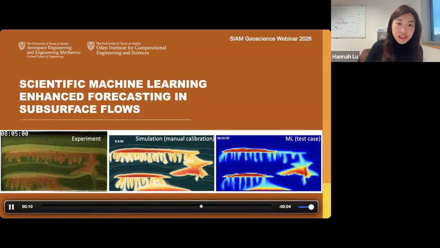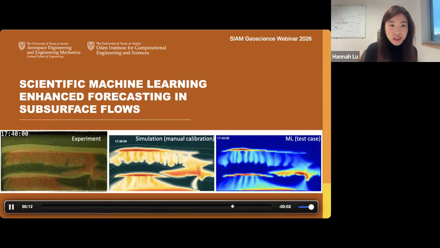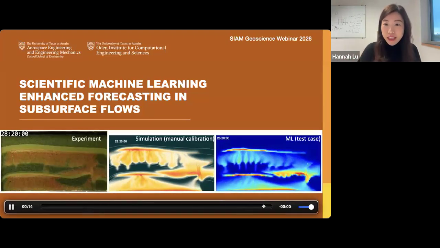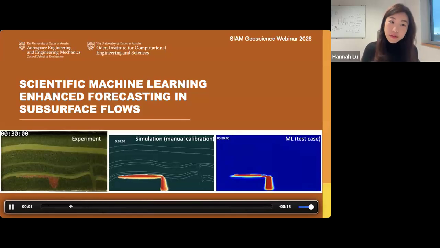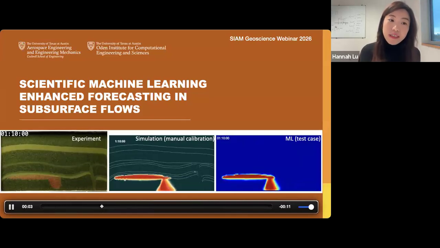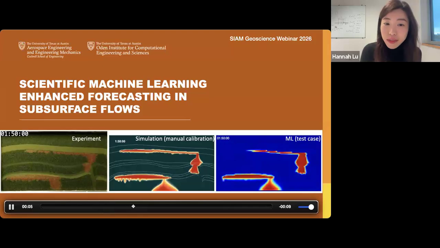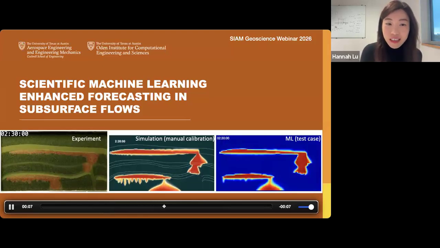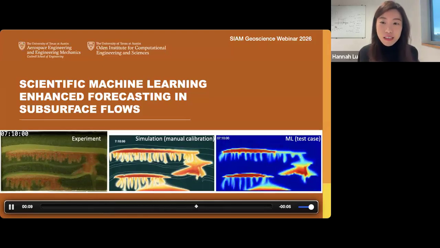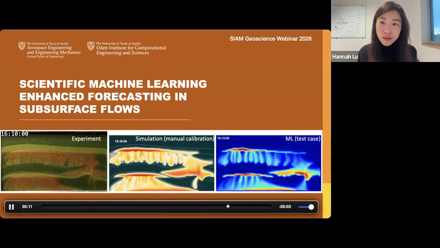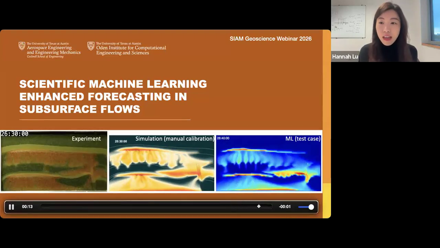So today I'm going to talk about scientific machine learning. How can we use that for enhanced forecasting in subsurface systems? In the movie here, you're looking at lab-scale CO2 injection experiments.